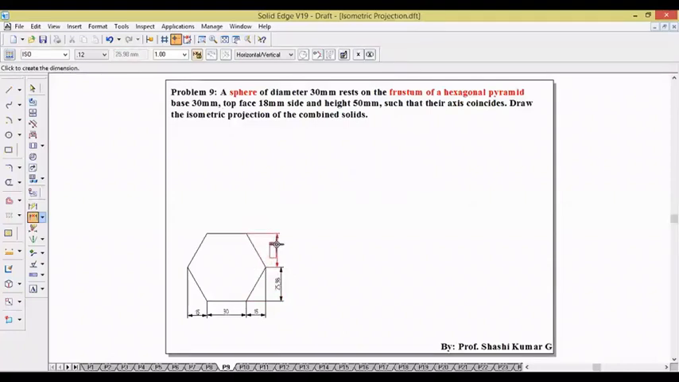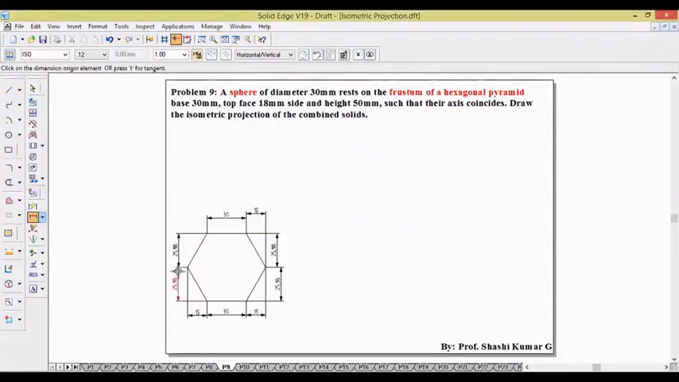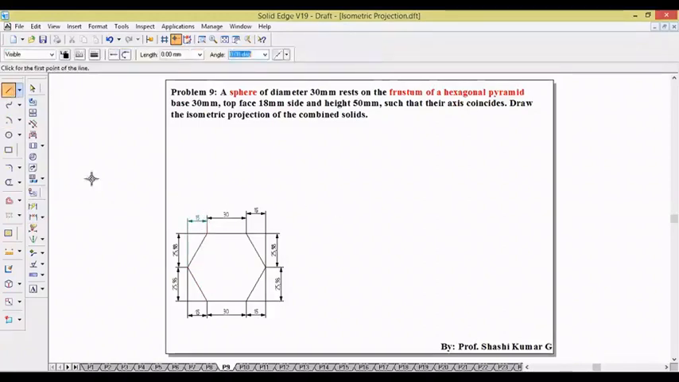Using the distance between command, get all the dimensions. If you get one side of the dimension, that's enough. Anyhow, if you draw like this, it looks like you're enclosing the hexagon in a box. Now let me take this 15 mm, 30 mm and 15 mm on the 30-degree line.